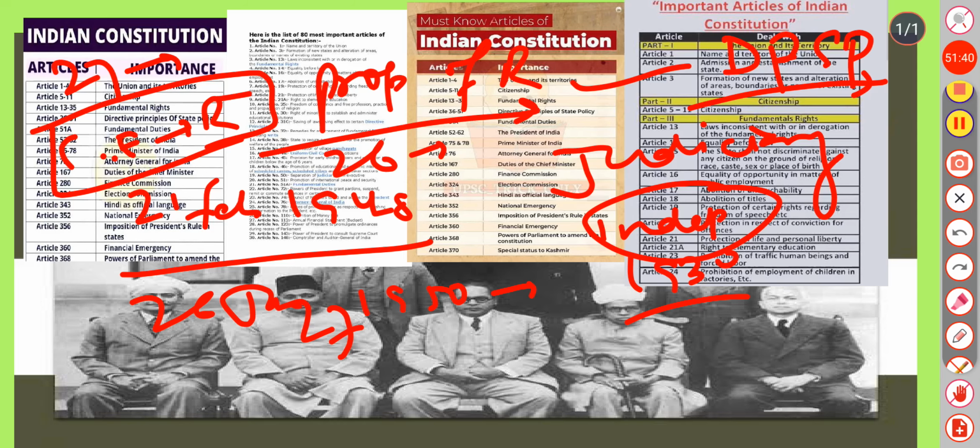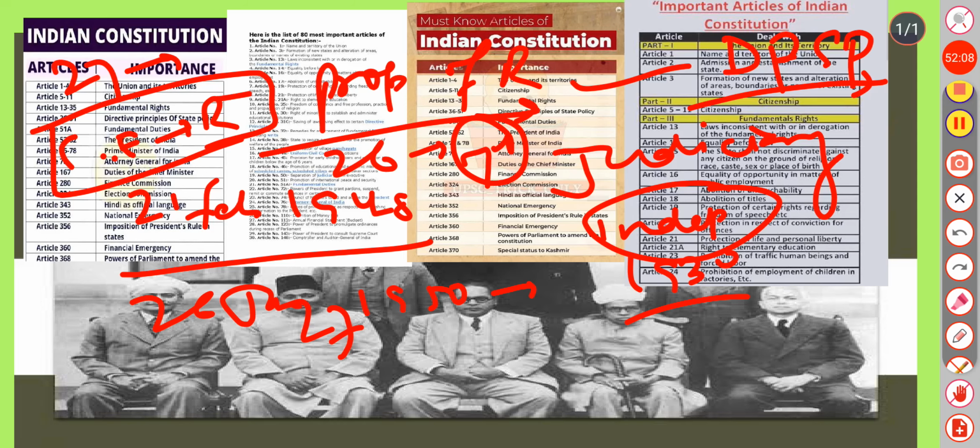Now Article 66, election of the Vice President, and Article 72, power of the President to grant pardons, etc., and to suspend, remit or commute sentences in certain cases. Article 74, Council of Ministers to aid and advise the President. So this is important. And Article 76, Attorney General for India.